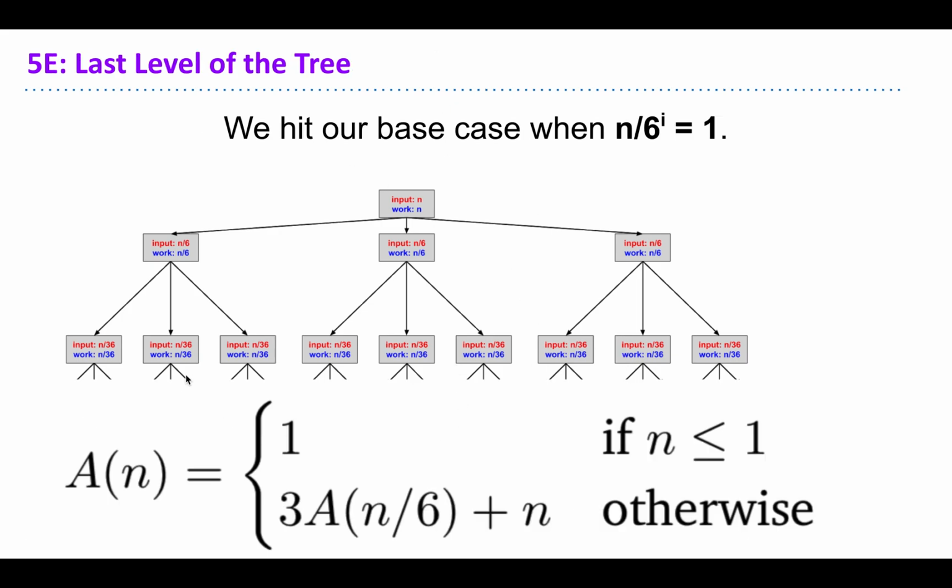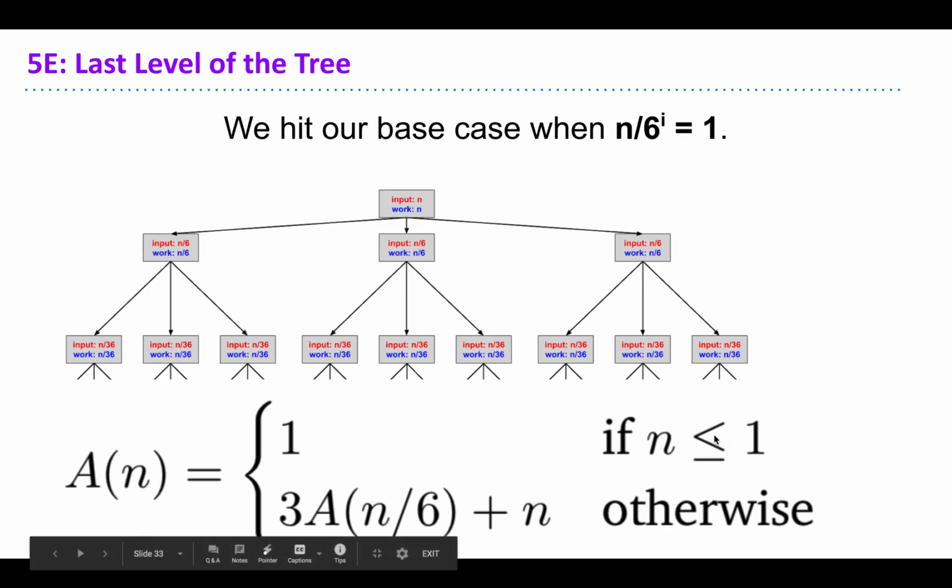Again, we pulled up the recurrence. We hit our base case when the input to the node is equal to 1. And we already have an expression for the input: 5a gave us that expression for the input of the node at level I. So we're going to solve for I. We want to know what level it is when we hit the base case. So I'm just going to set this expression, n divided by 6 to the I, equal to 1. That's when I hit my base case.